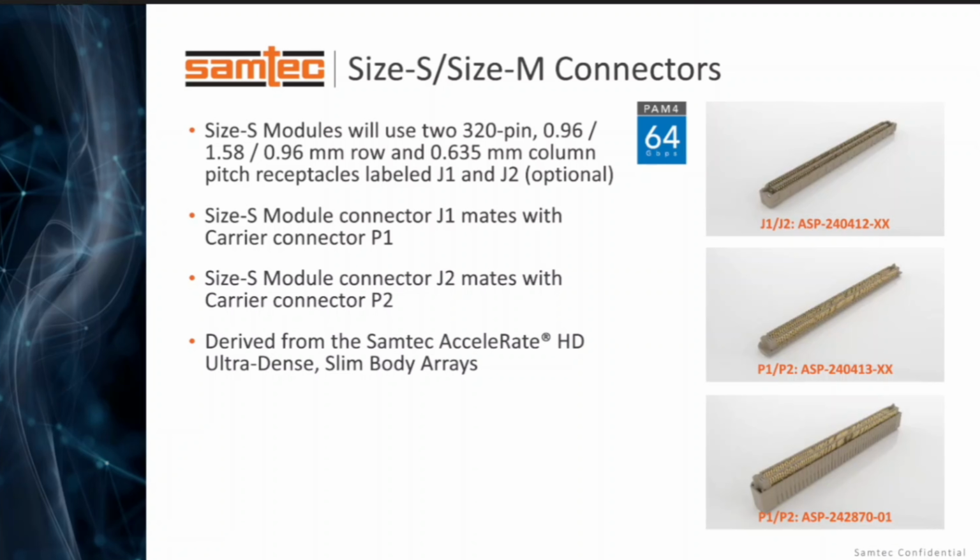As we mentioned earlier, size S module connector J1 mates with P1, J2 mates with P2, and these are derived from the Accelerate HD ultra-dense slim body arrays that Samtec has commercially available. One question that comes up is, are the SGET connectors the same as the standard connectors within the Accelerate HD family? And the answer to that is no. We have customized these interconnects specific for SGET based on anticipated use cases of the oHFM modules.